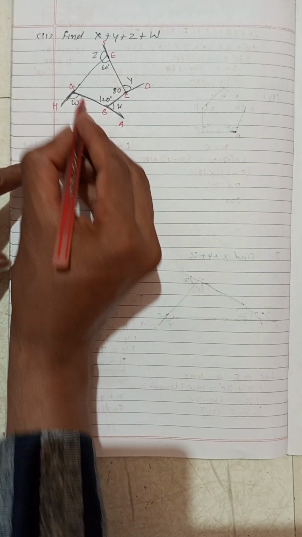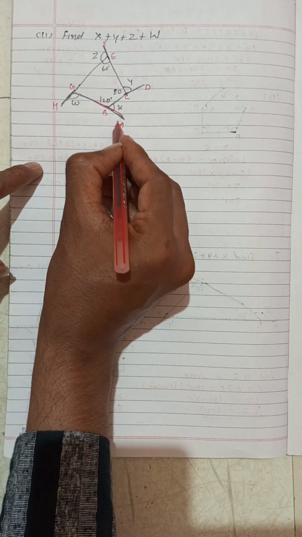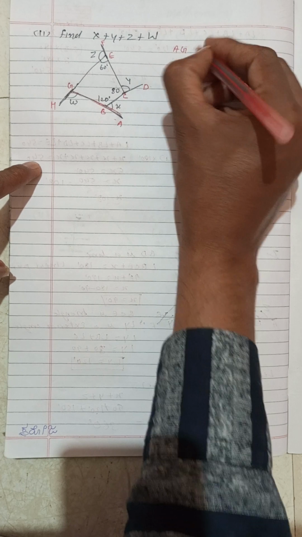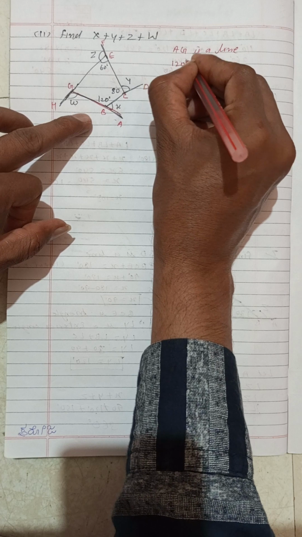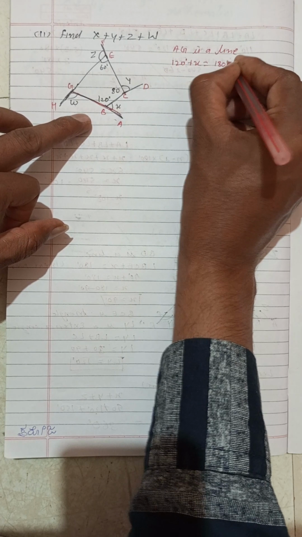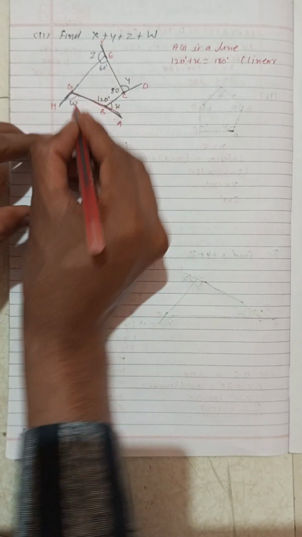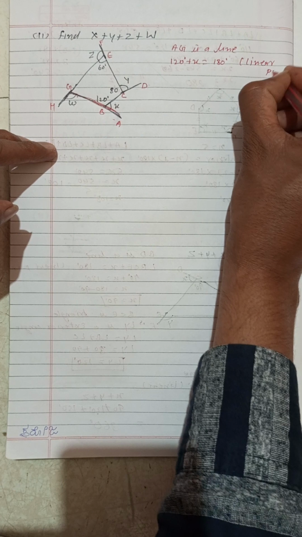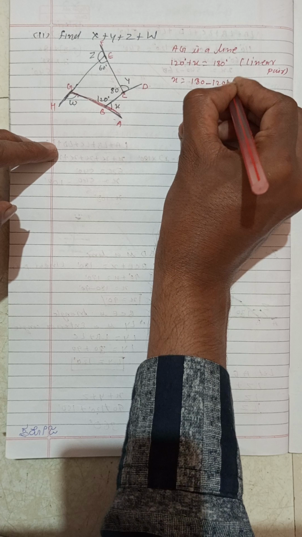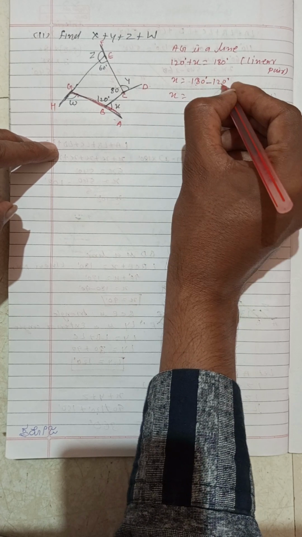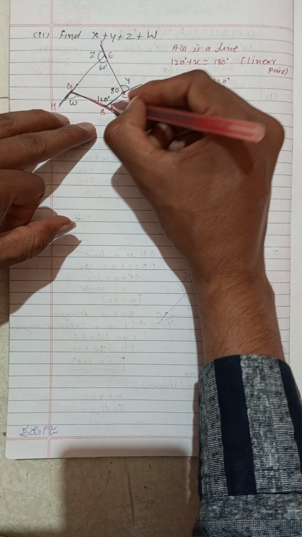Now this is a line. We are thinking of x first. AG is a line. So we can write 120 degree plus x is equal to 180 degree. Why? Because of linear pair, a straight angle on one line. Then angle x is equal to 180 minus 120, so x is equal to 60 degree. One value we got.